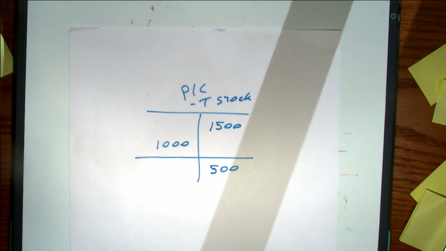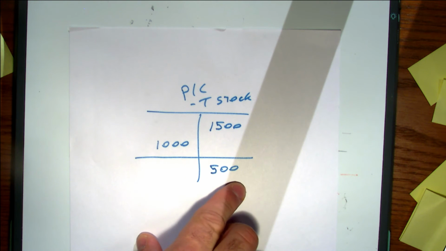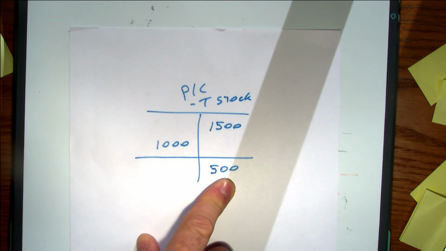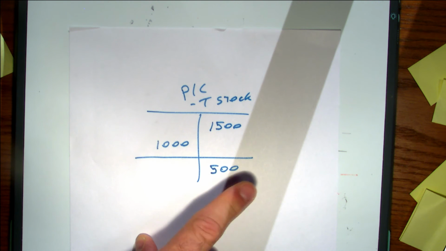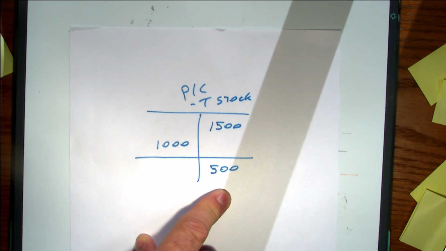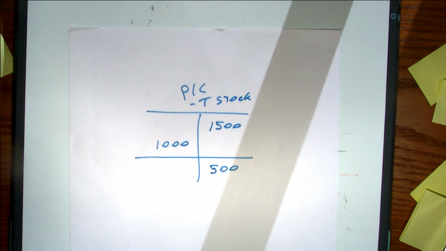Our balance in paid-in capital Treasury stock is a credit of 500. Listen to me. This cannot have a debit balance. Paid-in capital Treasury stock cannot have a debit balance. It can have a zero balance or a credit balance, but it can't have a debit balance. Is that only for Treasury stock? Paid-in capital Treasury stock. Well, there are some rules for other additional paid-in capital, but this is the only one you need to worry about.